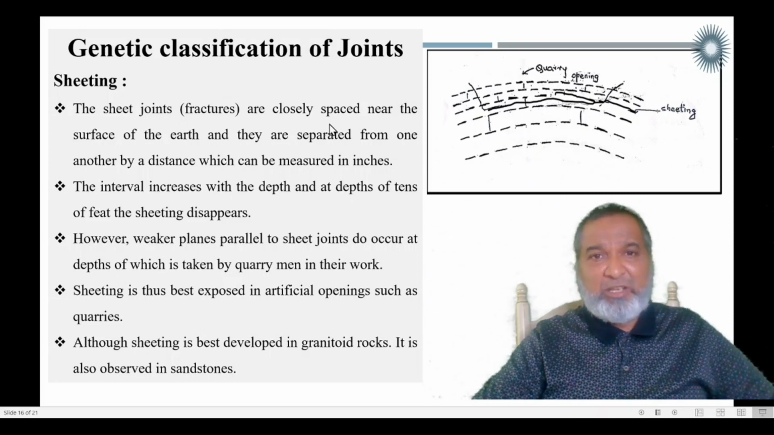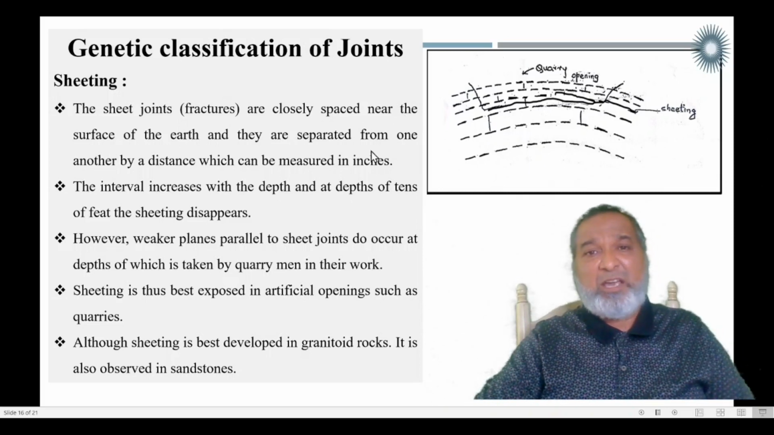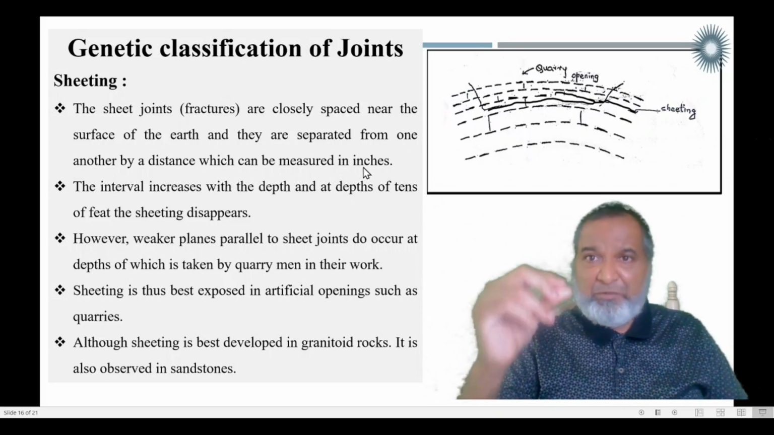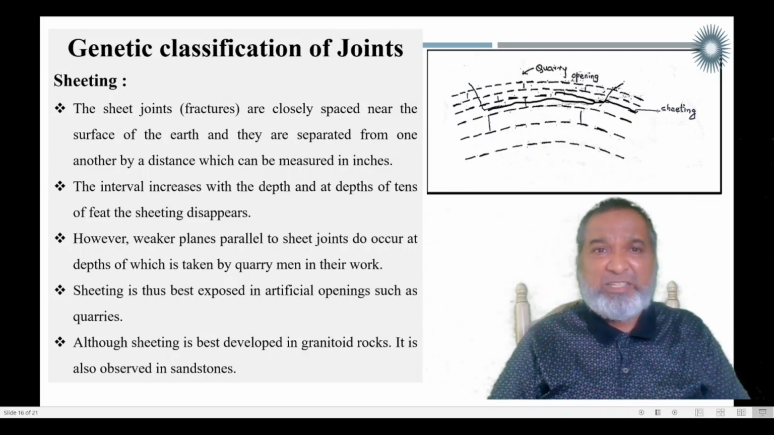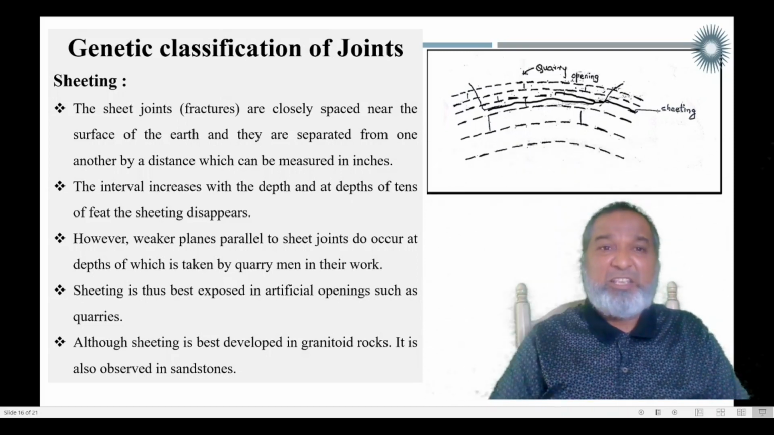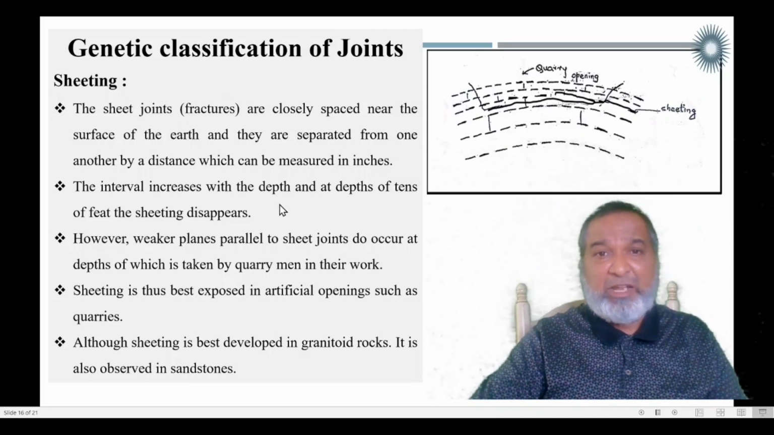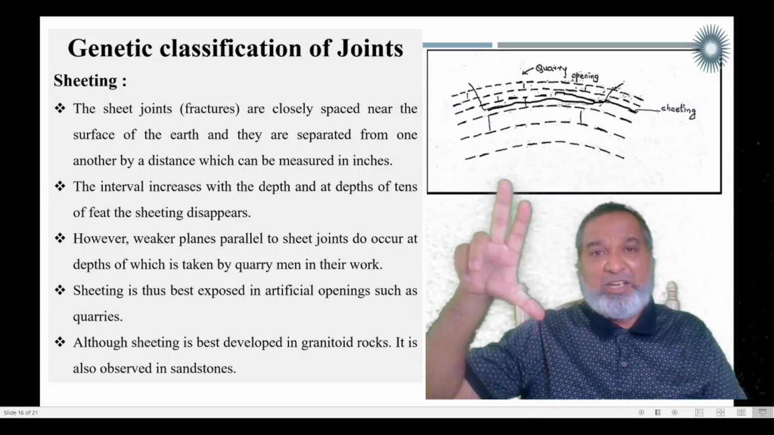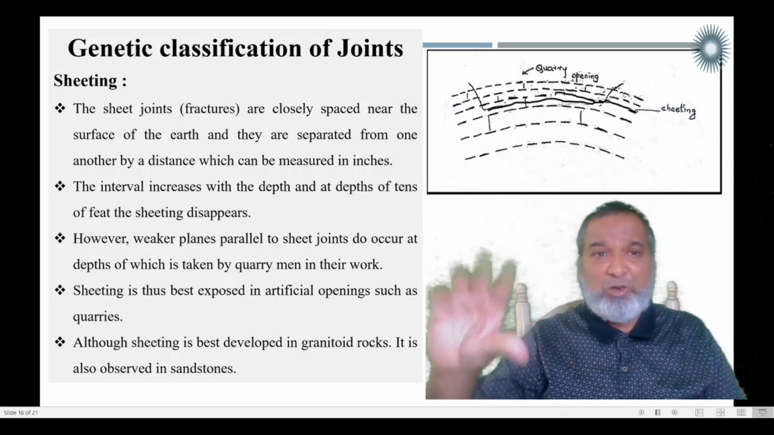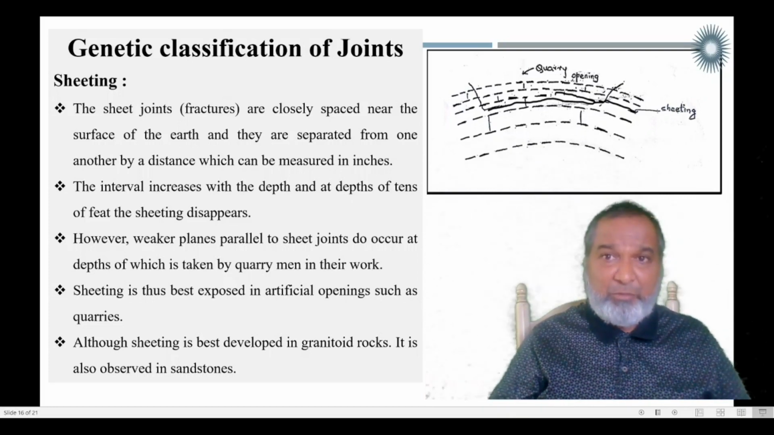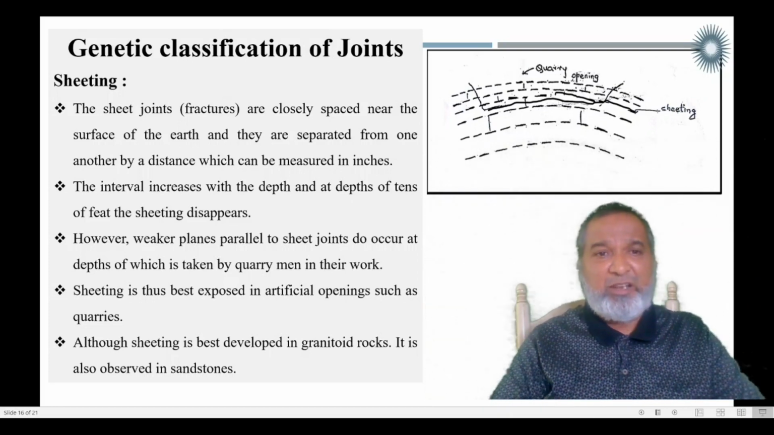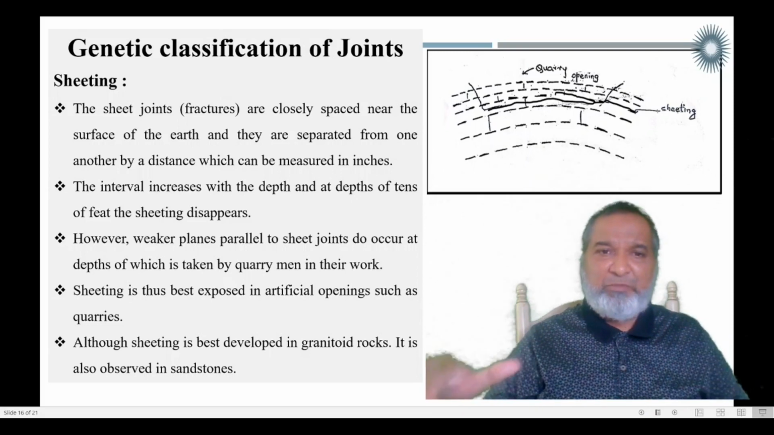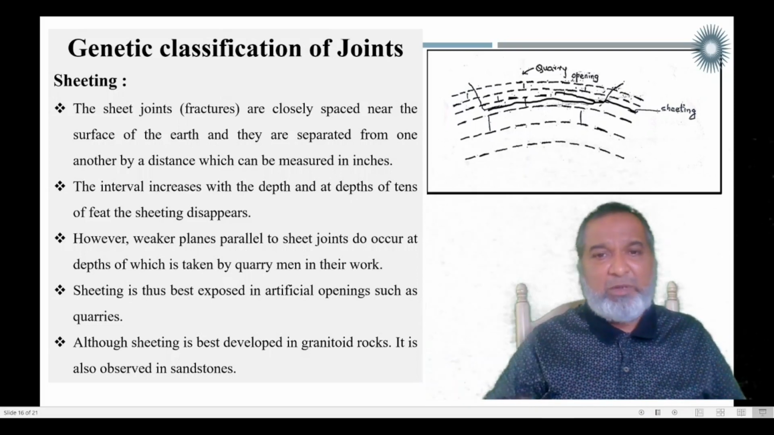Sheet joint fractures are closely spaced near the surface of the earth. They are separated from one another by a distance which can be measured in inches. The interval increases with depth. As you go down and down, they go on broadening, because the rock is still under pressure and has not released, but more expansion has taken place, and the perpendicular joints are broader.